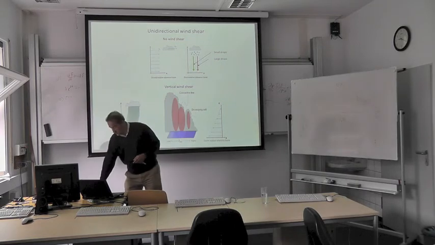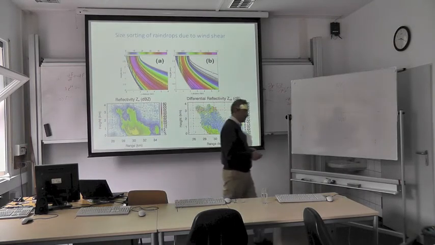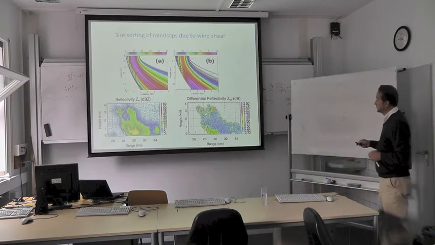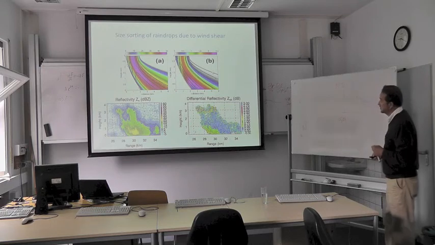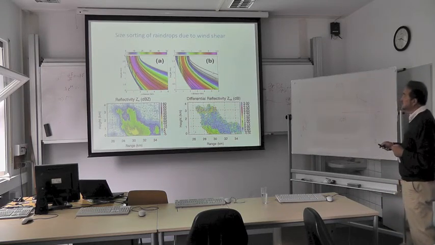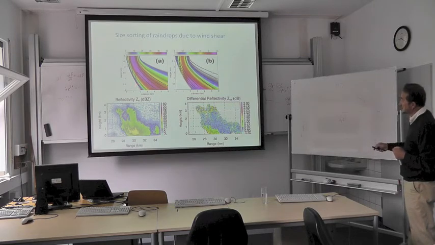And here is a good example of that. First of all, the result of modeling studies which we did using different models of the wind shear. A typical situation is the two-dimensional vertical distribution of radar reflectivity, Z, and this is ZDR. Unfortunately, it's not marked here. Anyway, in ZDR, we have the maximum differential reflectivity shifted towards the front end of the storm.